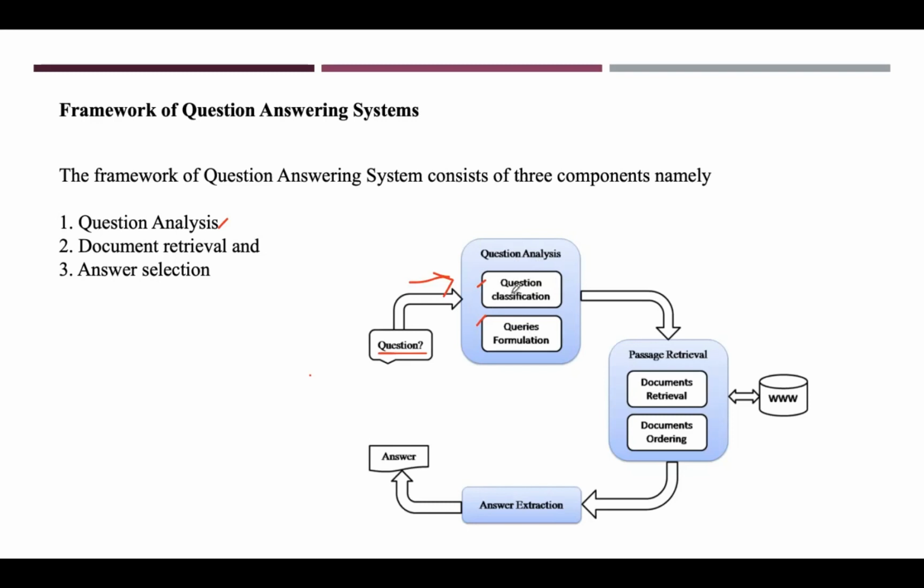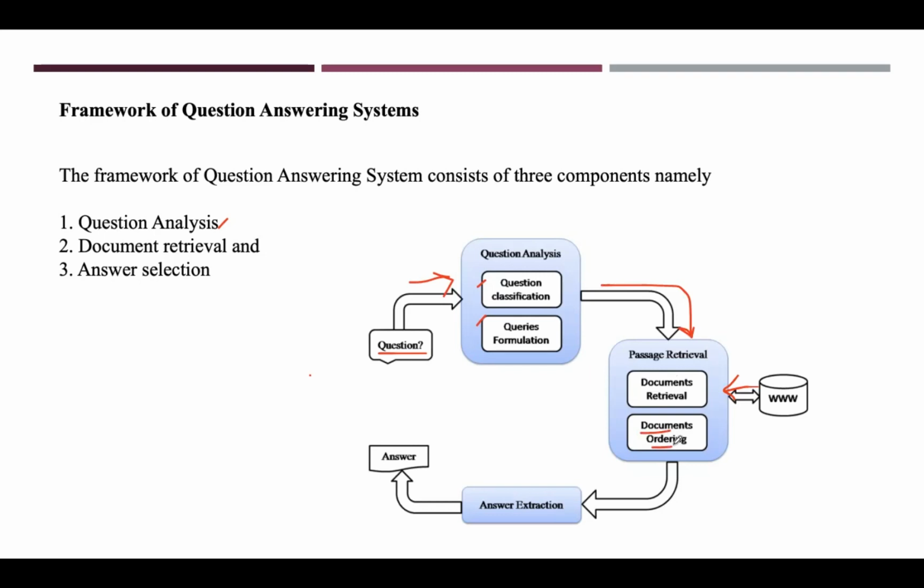So question classification is done, and query formulation, where the original keyword query issued by the user is transformed into a structured query representation. After that, the second phase is passage retrieval. On receiving the question, the passage retrieval phase retrieves a set of documents from the search engine or World Wide Web, documents which are relevant to the user query. And now after retrieval, these documents may not be in order. So now these documents should be arranged in order.